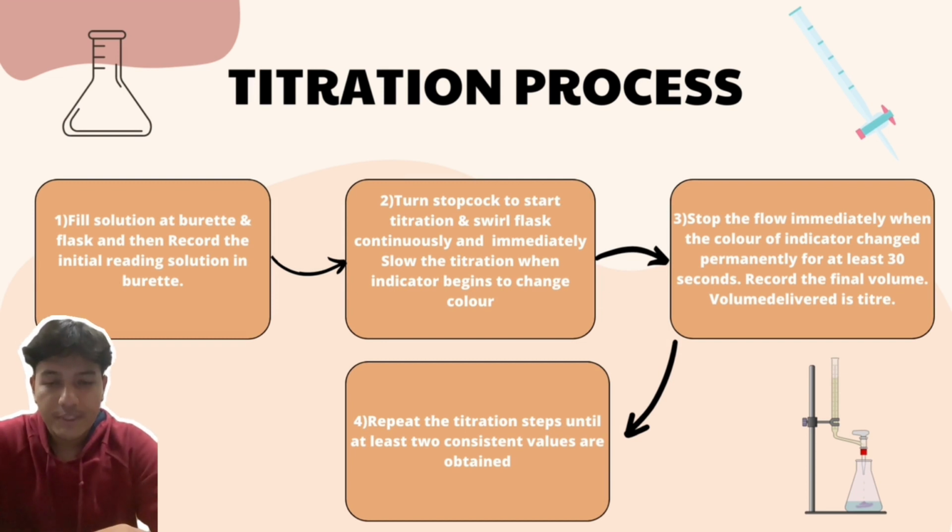Then, for the third step, stop the flow immediately when the color of the indicator begins to change permanently for at least 30 seconds, and record the final volume delivered in the burette. Then, for the final step, repeat the titration steps until at least 2 consistent values are obtained.